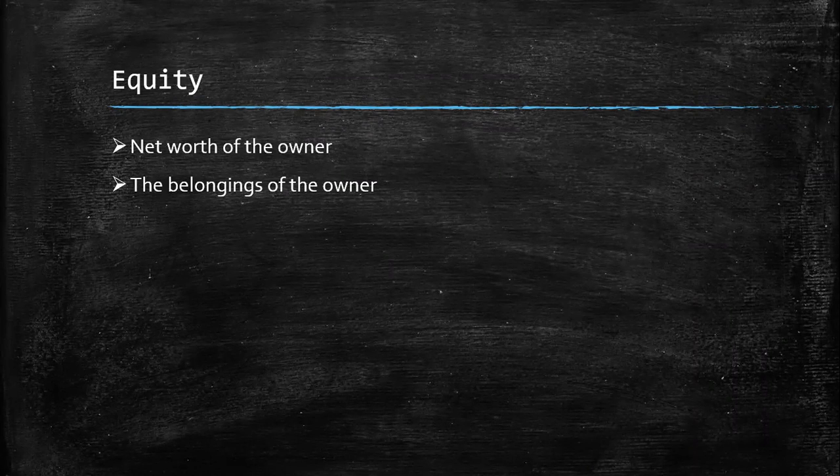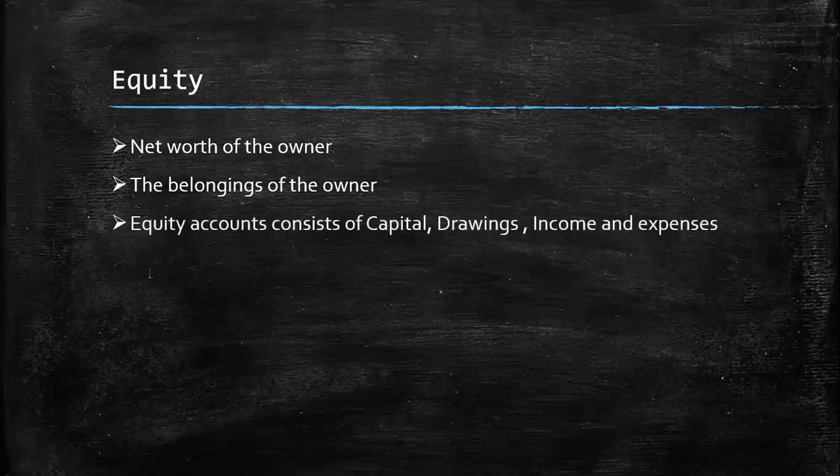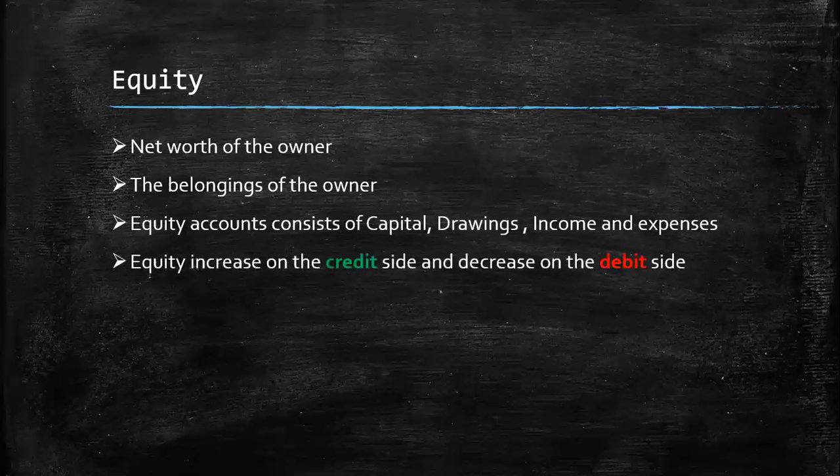Now, equity. By equity, we are referring to the net worth of the owner. In simple terms, the belongings of the owner, belongings of the entrepreneur, the one who takes an initiative by starting a business. His belongings in the business are classified as equity. Equity accounts consist of capital, drawings, income, and expenses. Equity increase on the credit side and equity decrease on the debit side.